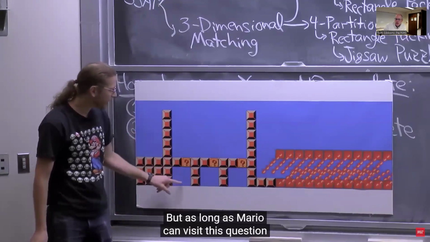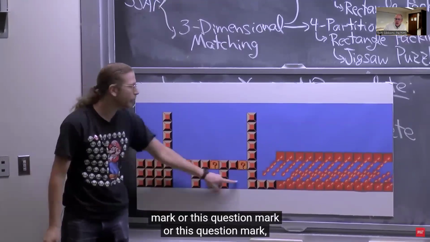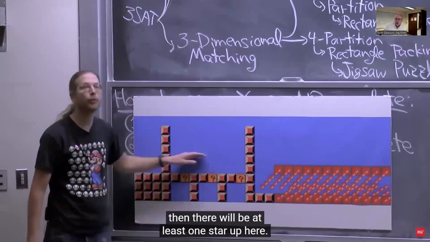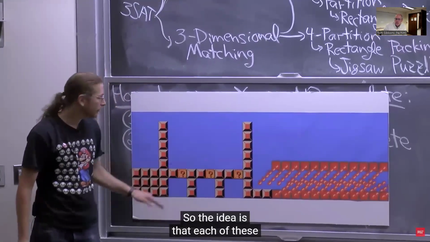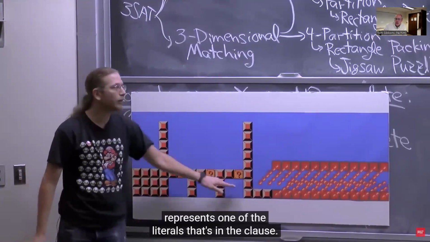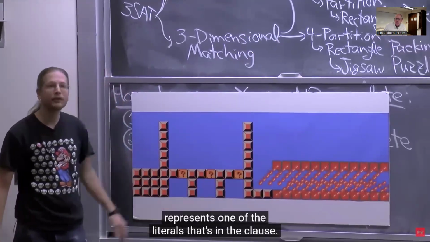Okay, but as long as Mario can visit this question mark, or this question mark, or this question mark, then there will be at least one star up here. So the idea is that each of these represents one of the literals in the clause.